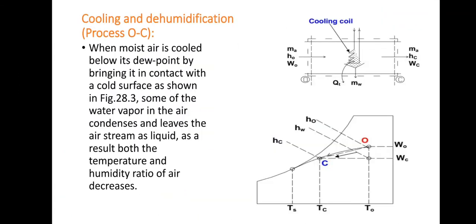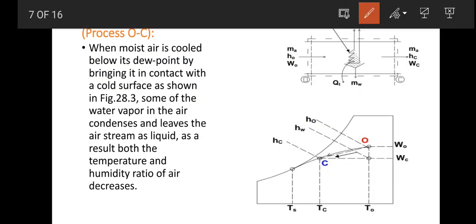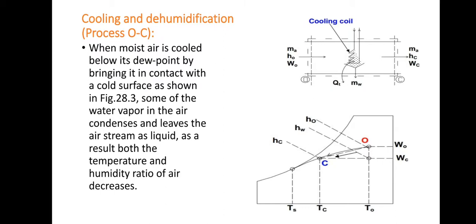Now the next process is the cooling and dehumidification process. Here it takes place from point O to point C. For that we have considered an air washer. When moist air is cooled below its dew point by bringing it in contact with a cold surface, as shown in the figure, some of the water vapor in the air condenses and leaves the air stream as a liquid. As a result, both the temperature and humidity ratio of the air decrease.